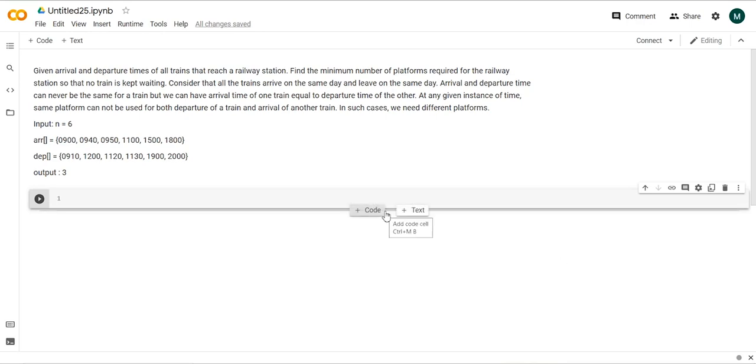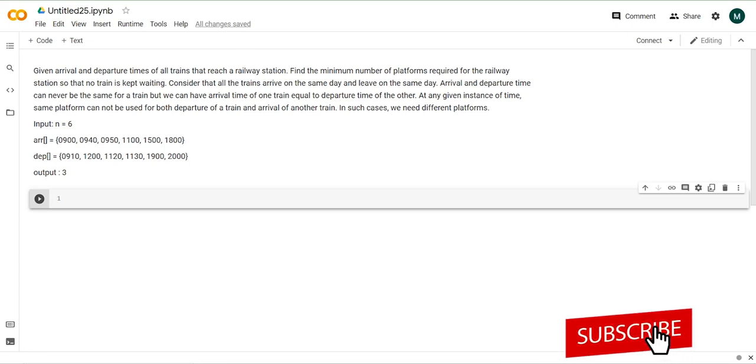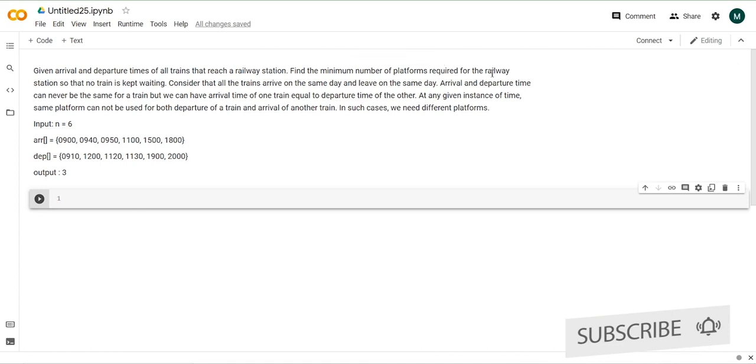So today we are gonna see an interesting and basic problem. Let's get into it. Given arrival and departure times of all the trains that reach a railway station, these are the timings given. Find the minimum number of platforms required for a railway station so that no train is kept waiting.